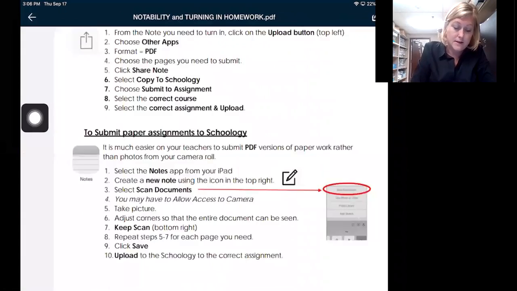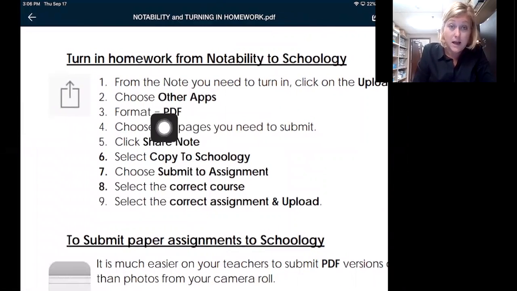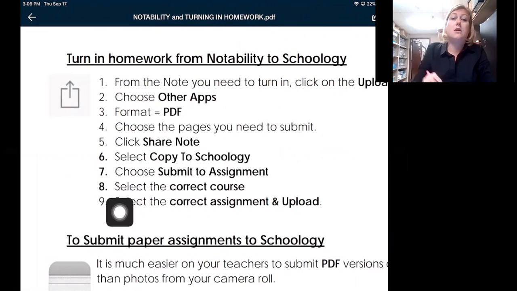How to turn in homework. It tells you exactly what to pick. You want a PDF. You want to choose the page ranges. You don't want to turn in every single page. Share a note, copy, etc.